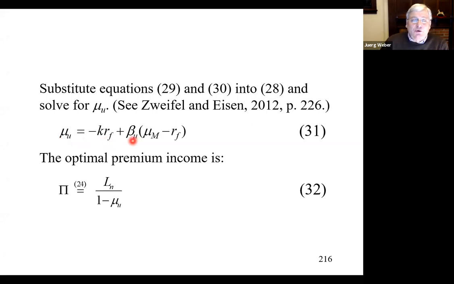Now, if the beta u is 0, or even if it's small, then maybe this negative item here is still bigger than this positive item. So also with a small beta here, you still may have a negative underwriting return.